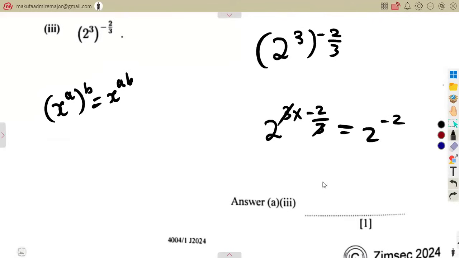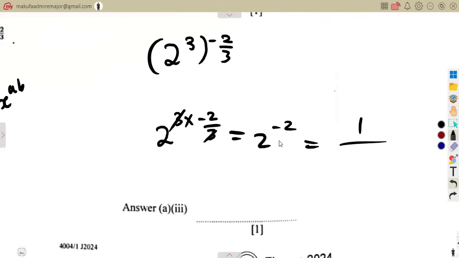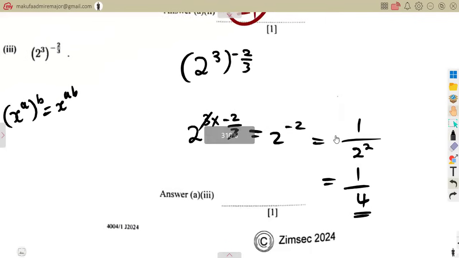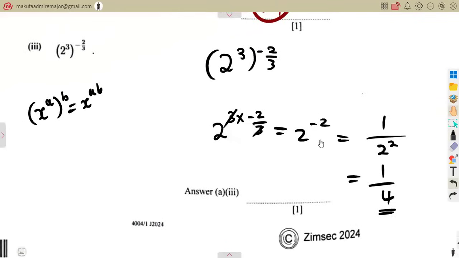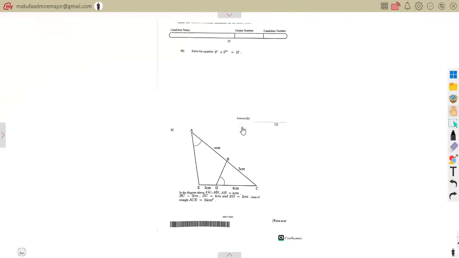How do you get rid of a negative? Remember, a negative exponent simply means 1 over. So this is 1 over 2 to the exponent of 2, which is simply 1 over 4. So that is our simplification. Thereafter, just be careful with how the question is given.